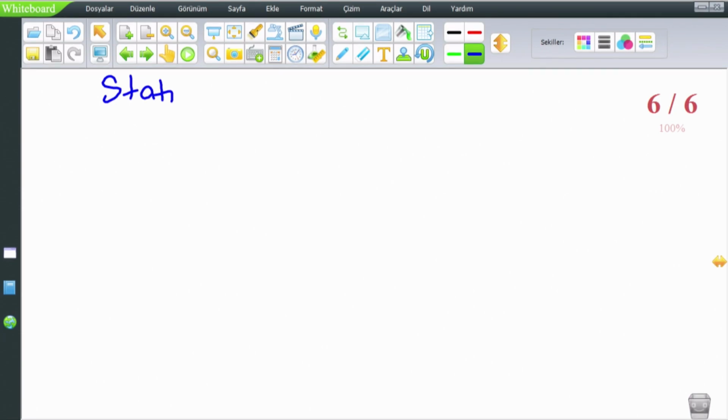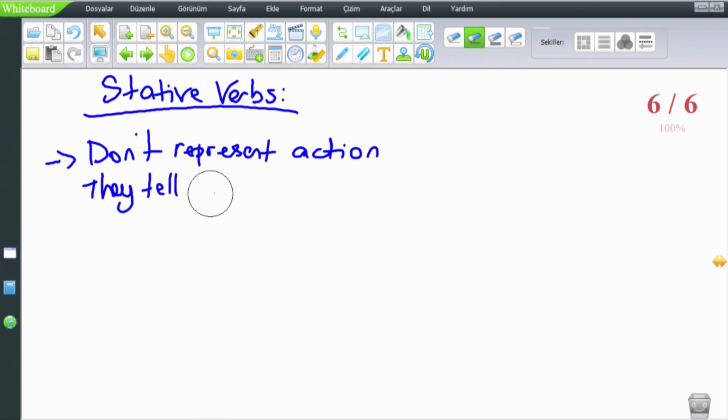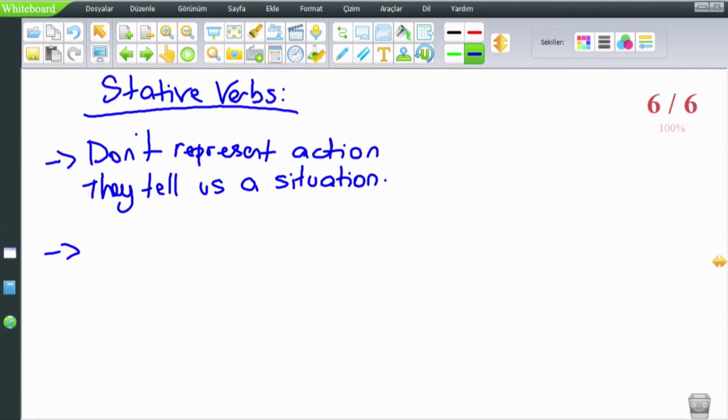Then we talked about stative verbs. What are these? Stative verbs, they don't represent action. They tell us a situation. That's why we call them stative verbs. What are those? All emotion verbs.